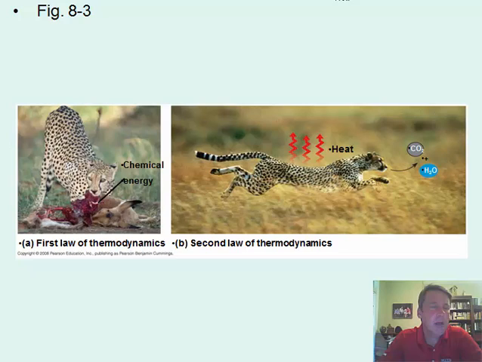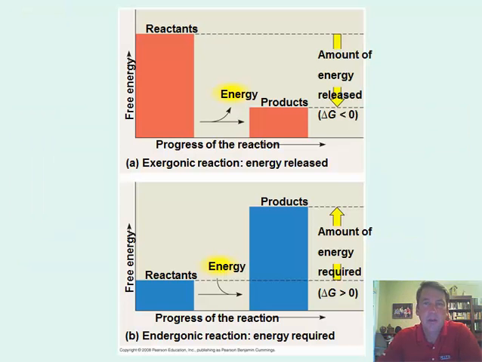Okay, now in the reactions that occur for some of these processes, metabolic processes either require energy or they release energy. And the terms that are used for that are exergonic or endergonic. Here's an image showing the comparison of the two.